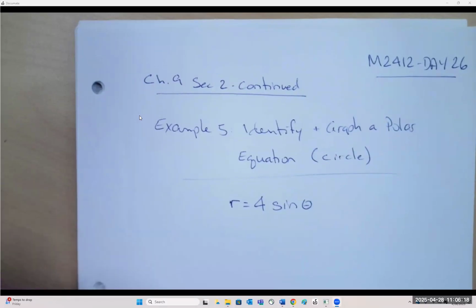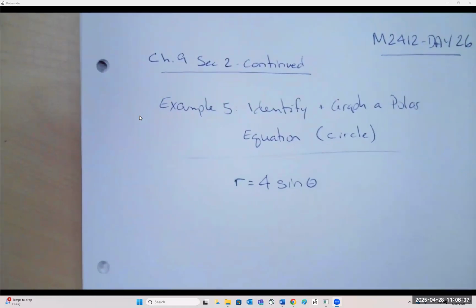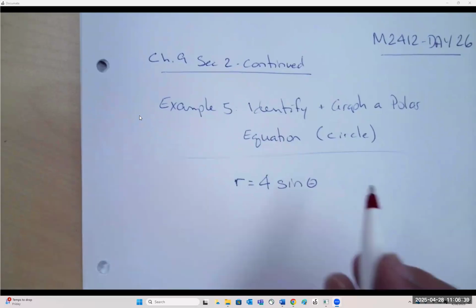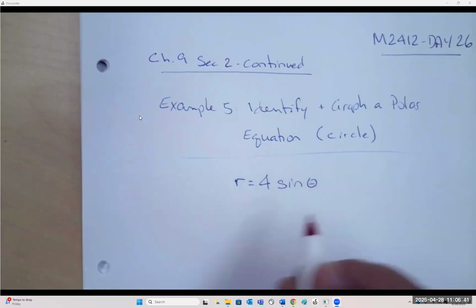How far did we get last time? We went to identify and graph a polar equation as a vertical line. Okay, yeah. All right, thank you. So now the next one we're going to do is our circles. We're going to identify this one. Here are my steps.